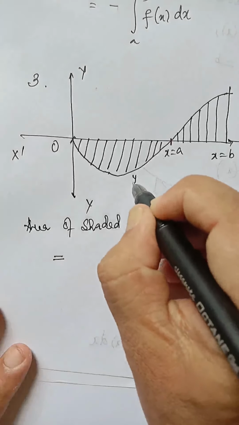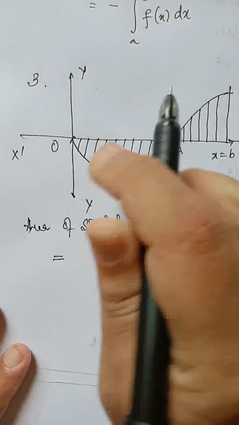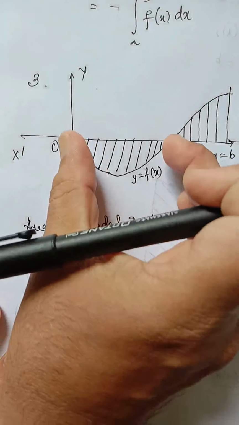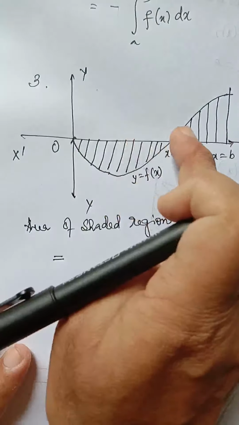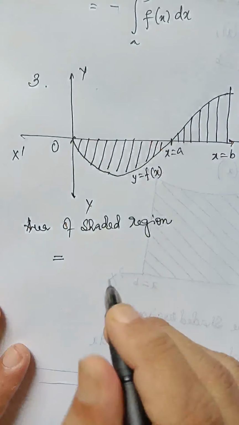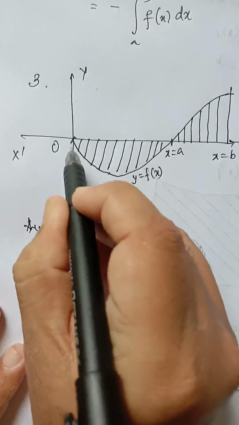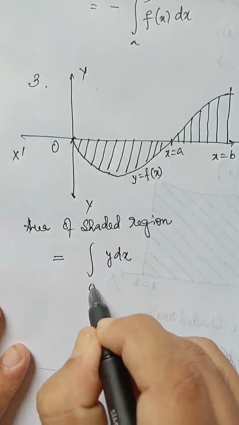Suppose this is y, the curve y equal to f(x). Now to find the area of this part, one boundary is the x-axis. X-axis is one of the boundaries for this particular region. So the area will be y dx from 0, this origin 0, to a.